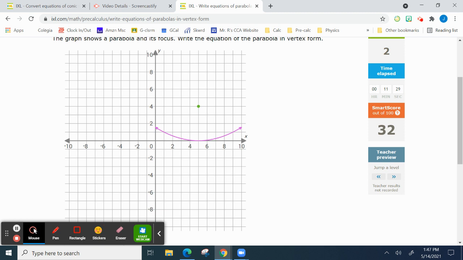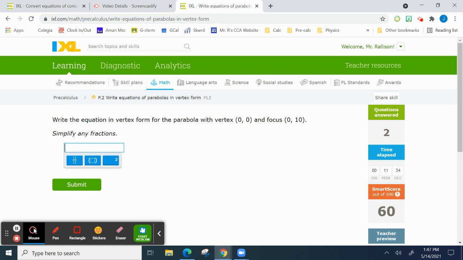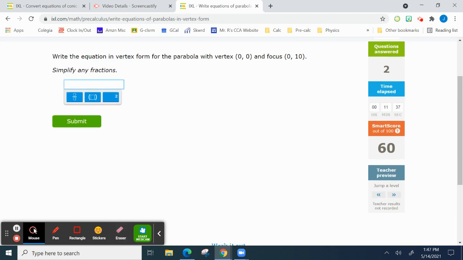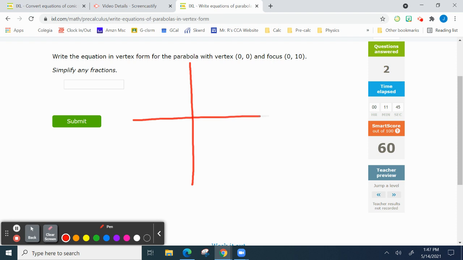I'm going to see if I can jump another level because that was actually just the same as the other ones. Write the equation. Okay, so now we've got just characters instead of a graph. So I'll tell you, when you get this, the first thing you do is just start graphing it. The vertex is at 0, 0, and the focus is at 0, 10, right? Remember, the focus is in the middle of the parabola, so this thing's got to open up like that, right? And we know h equals 0 and k equals 0.